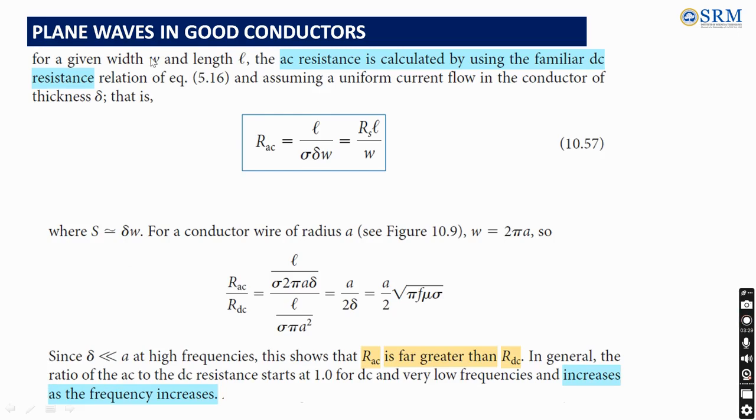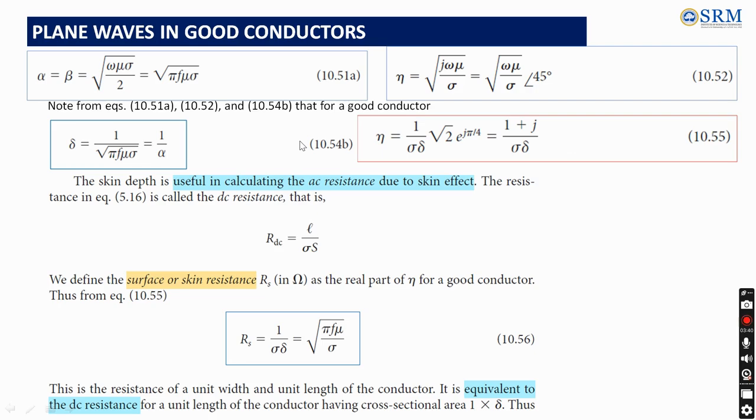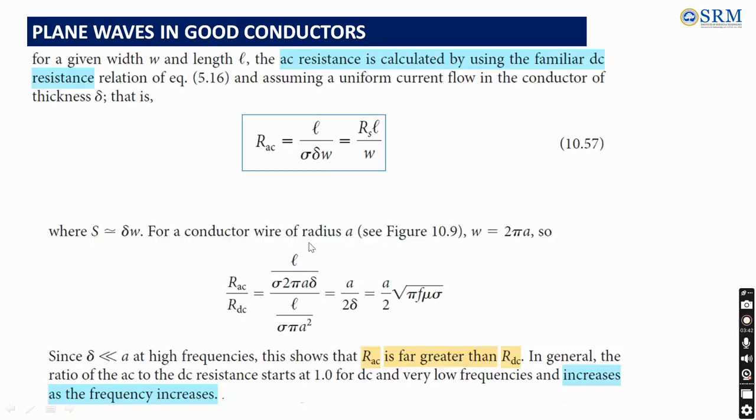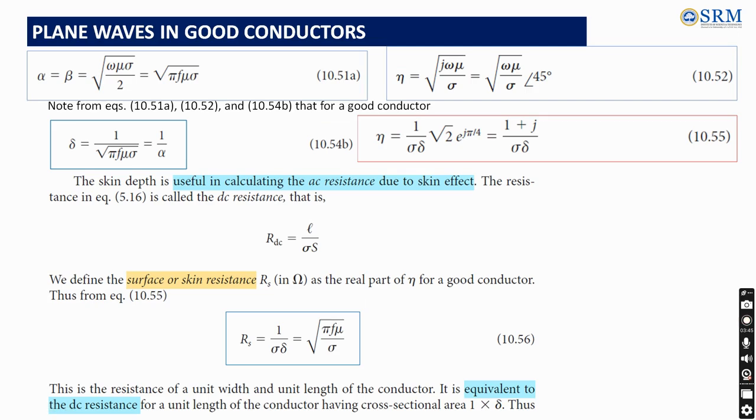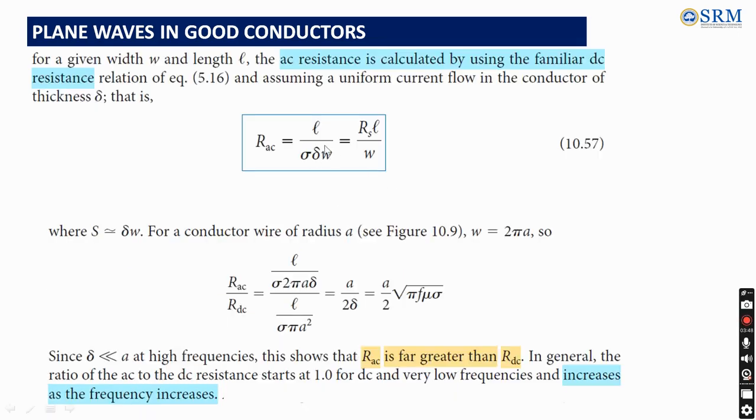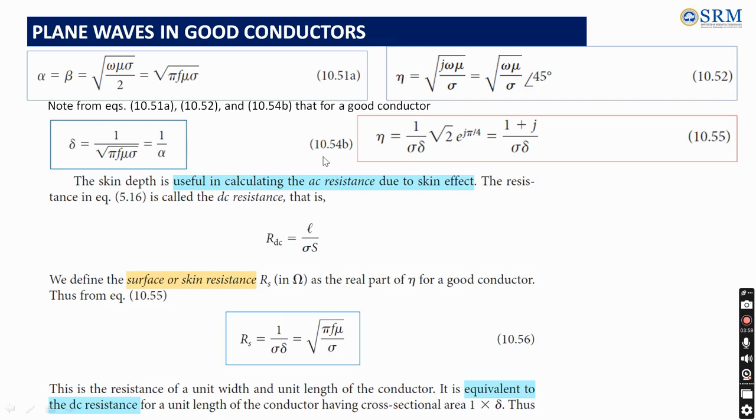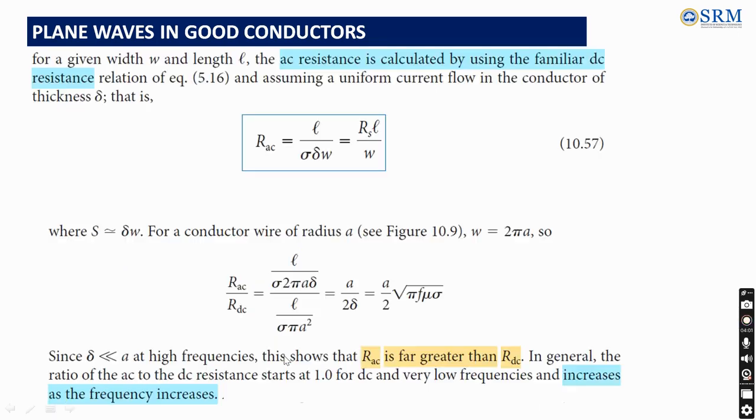Now suppose the conductor length and width are L and W. AC resistance is calculated from the DC resistance. So AC resistance is L as it is, divided by sigma. For surface area, it is del into W. So we are considering the thickness as del. Surface area is del into W. So we can write the AC resistance. If you see this formula, it's 1 by sigma del, right? So that is replaced by RS, skin resistance.